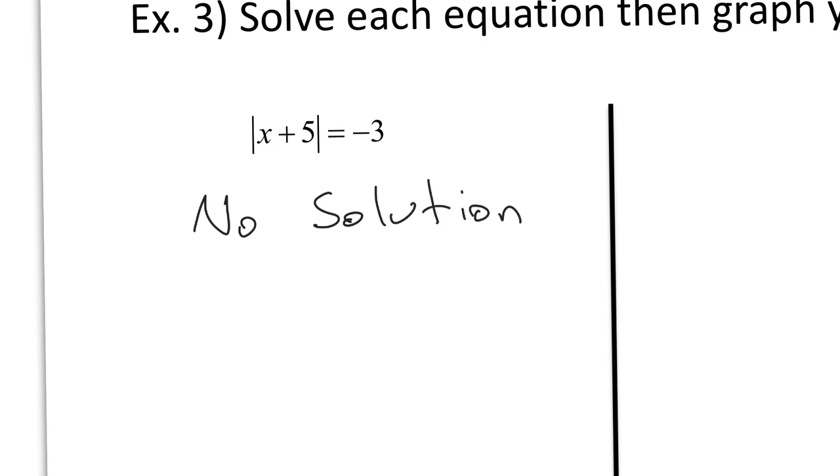And I'm just going to circle the negative here because an absolute value cannot be negative. Now you can also use a symbol for no solution. So this symbol here, a 0, and then you cross it out, means the solution set is empty. There's no answer in the set.